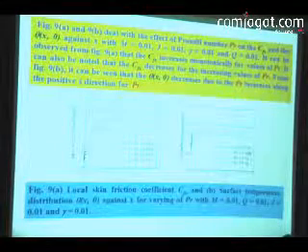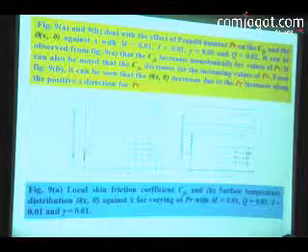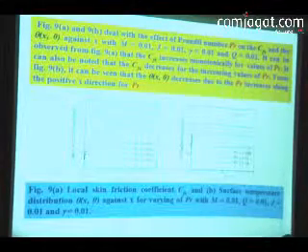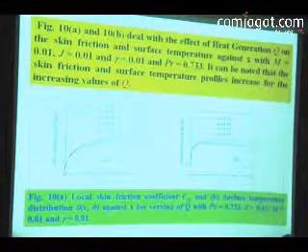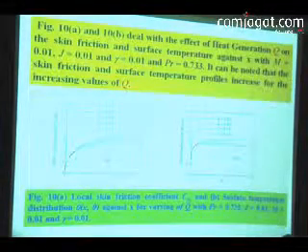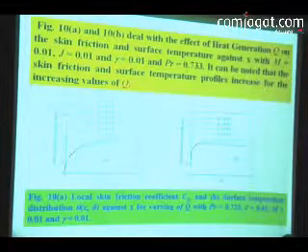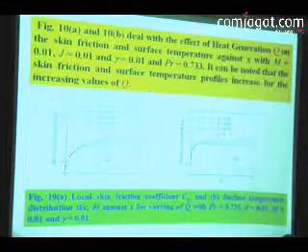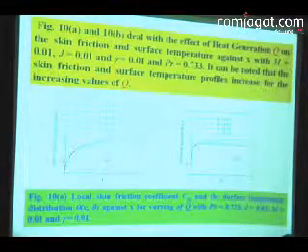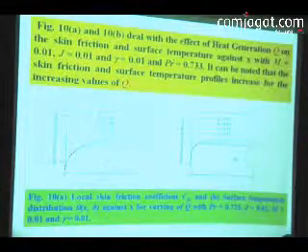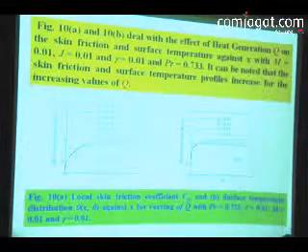Here skin friction is decreasing, also for surface temperature distribution. Here, heat generation parameter: when the heat generation parameter is increasing, skin friction is also increasing, and when the heat generation parameter is increasing, surface temperature is also increasing.